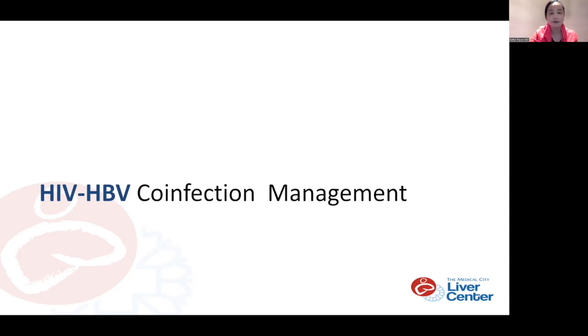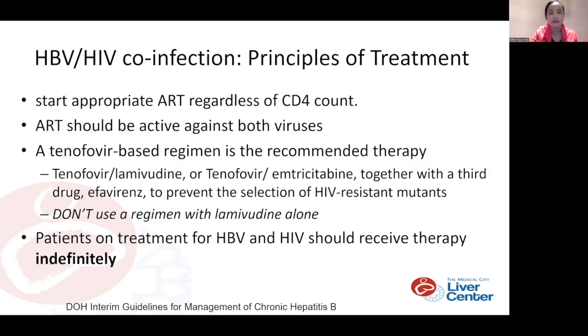So how about management of the patient who already has HIV and hepatitis B co-infection? The principles of treatment are this: you start the appropriate ART regardless of CD4 count. And the ART that you give should be active against both HIV and HBV. So a tenofovir-based regimen is the recommended therapy because tenofovir is a first-line treatment drug for hepatitis B. So it's either tenofovir lamivudine or tenofovir emtricitabine as our backbone, together with a third drug to prevent the selection of HIV-resistant mutants. It's important not to use a regimen with lamivudine alone because you can select hepatitis B resistant mutants. So patients on treatment for HBV and HIV should receive therapy indefinitely.